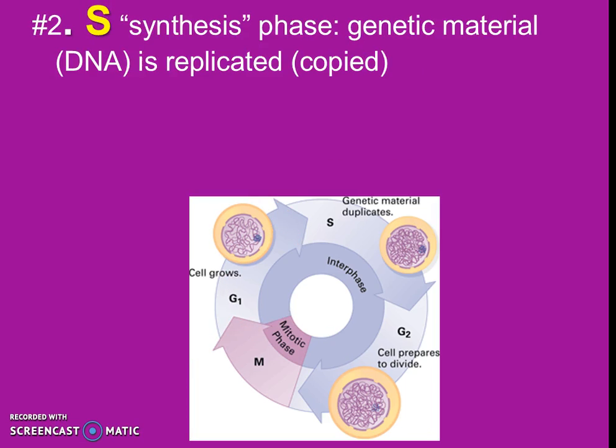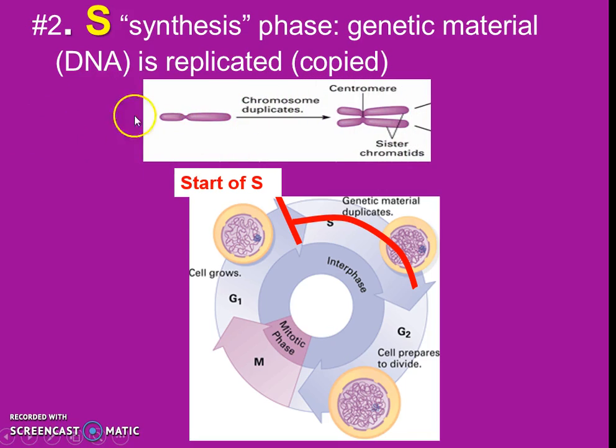Number 2, S, synthesis. What is it synthesizing or making, which is what synthesis means? Well, we're synthesizing genetic DNA, genetic material, which means we are replicating it or copying it. So really, what are we doing? We're copying DNA here. So DNA at the beginning of the S phase will look like one butterfly wing, and then at the end it'll look like two butterfly wings for a full butterfly.